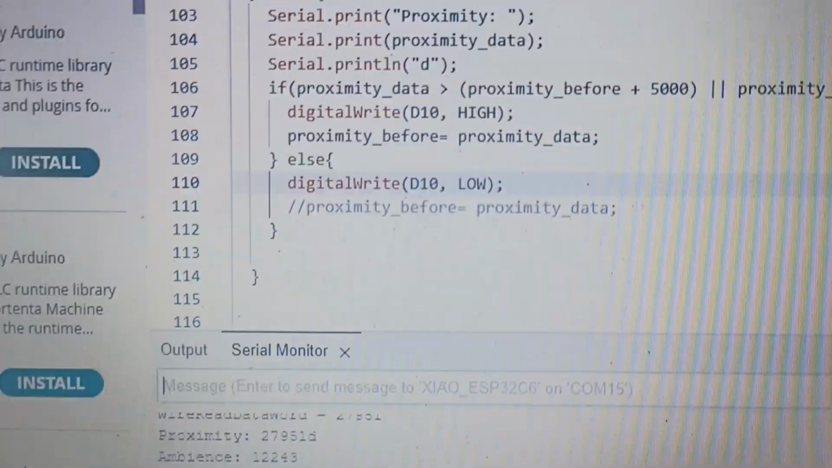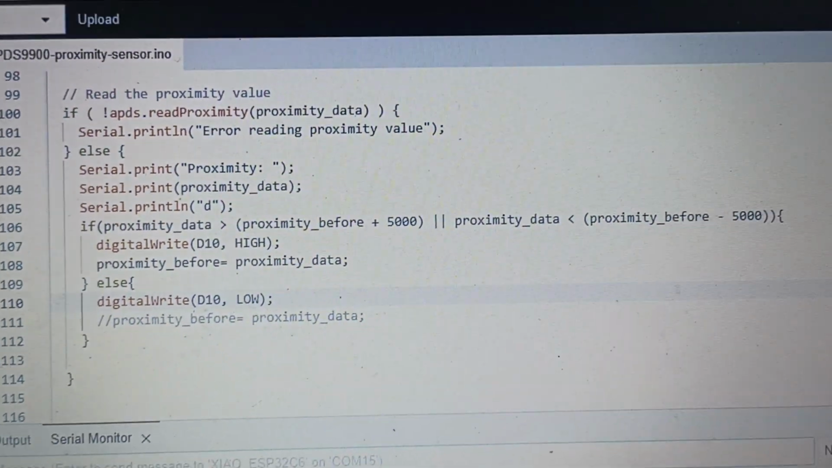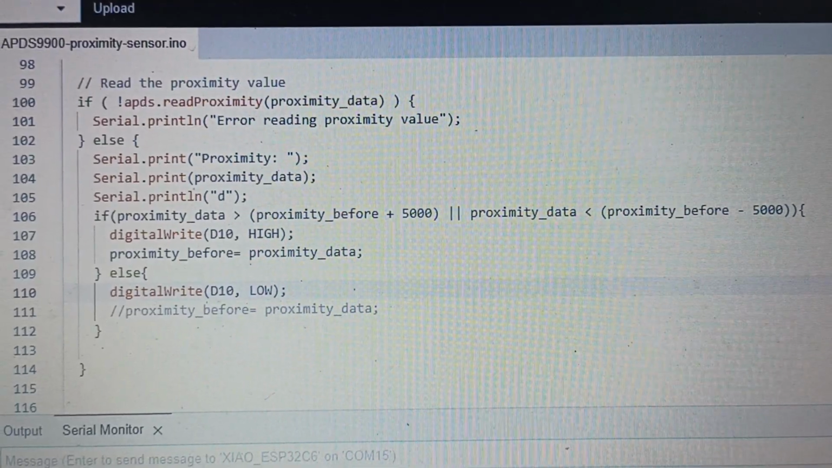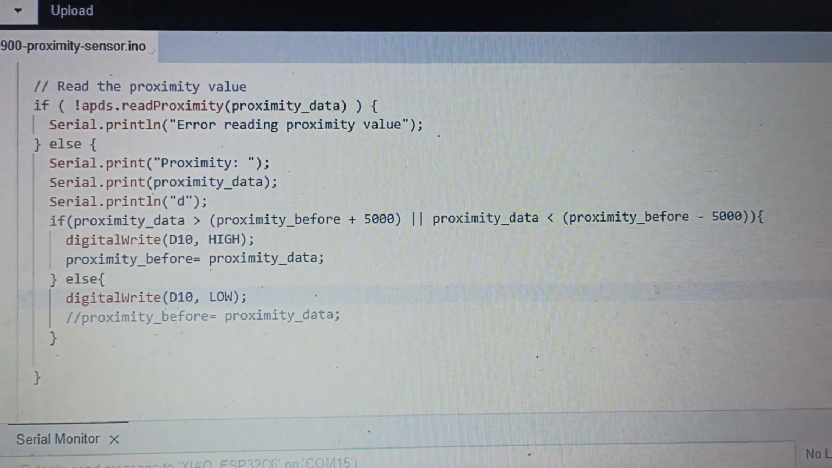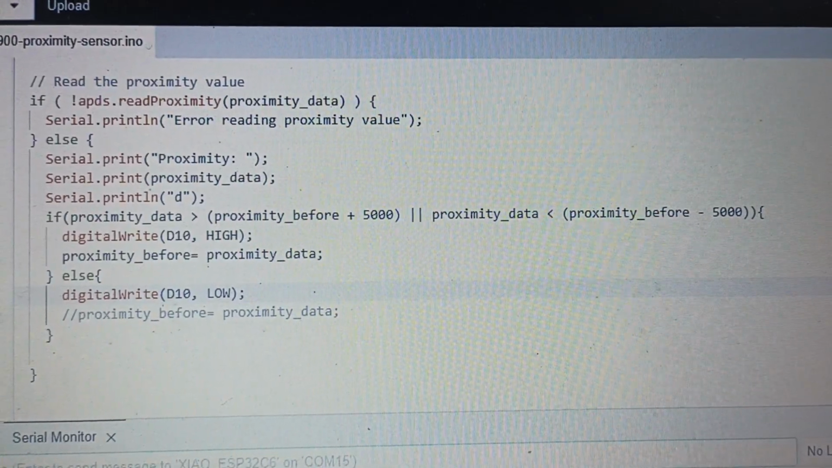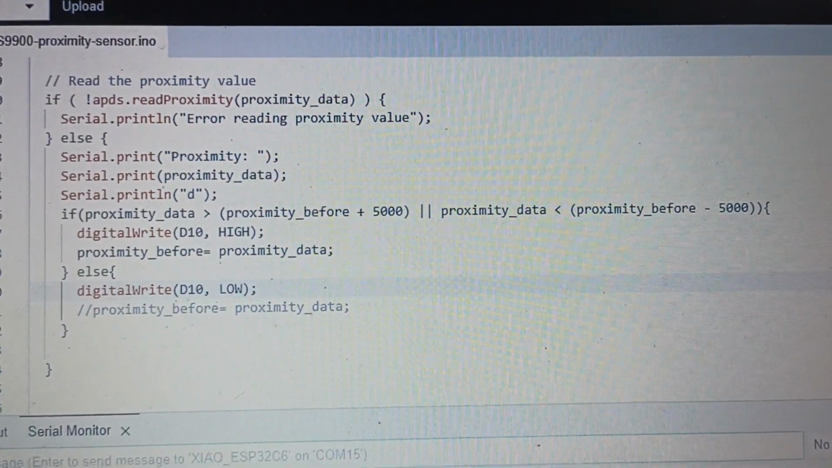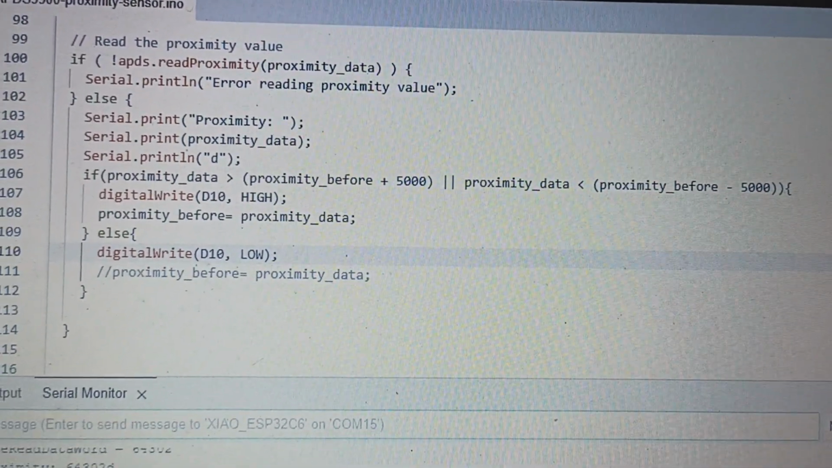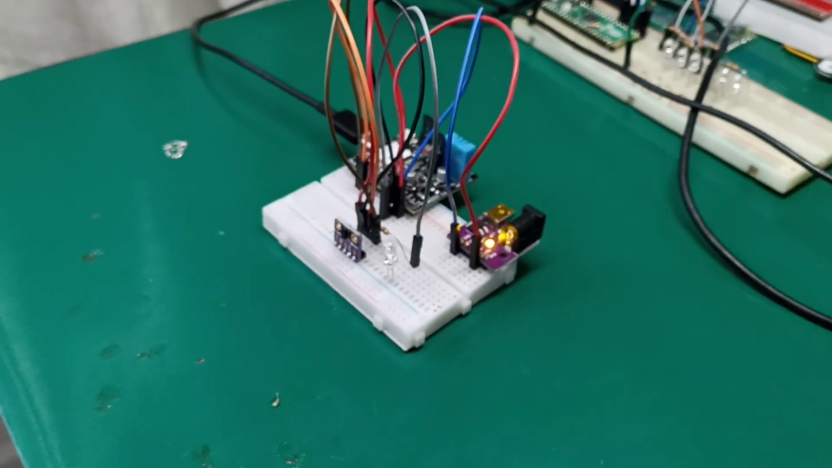I came up with a solution, which is this part of the code in line 106, that detects jumps of the value in the house of 5,000 units. So if it jumps 5,000 units up or 5,000 units down, I made a detection. I put the LED on D10 to high. So I'm going to show you what's happening here.